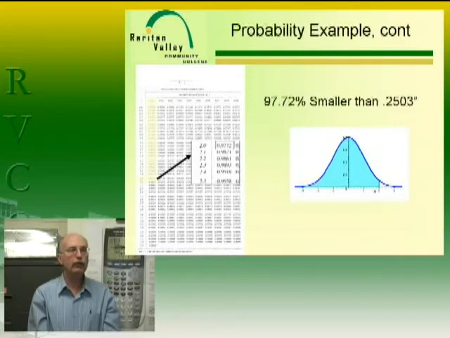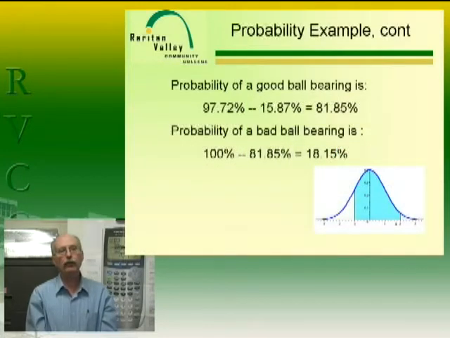We find the row that has 2.0 in it, and then we look up for 2.00 in that column. We find that our probability is 97.72%, smaller than 0.2503. Now that we have the probabilities for our two z-scores, we're going to take the difference between them. So the probability of a good ball bearing is 97.72% minus 15.87%, which is equal to 81.85%.